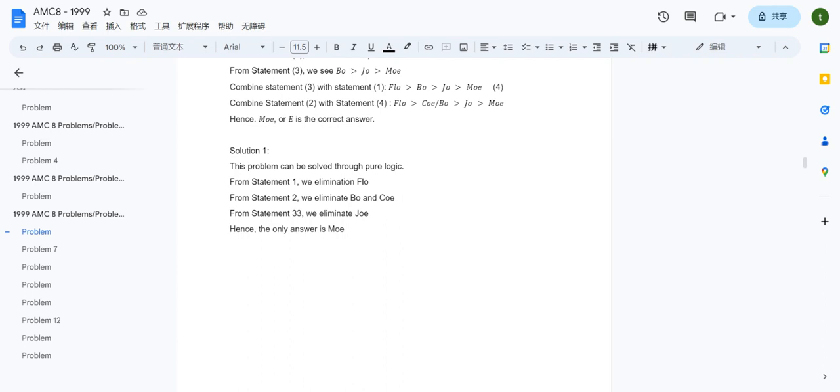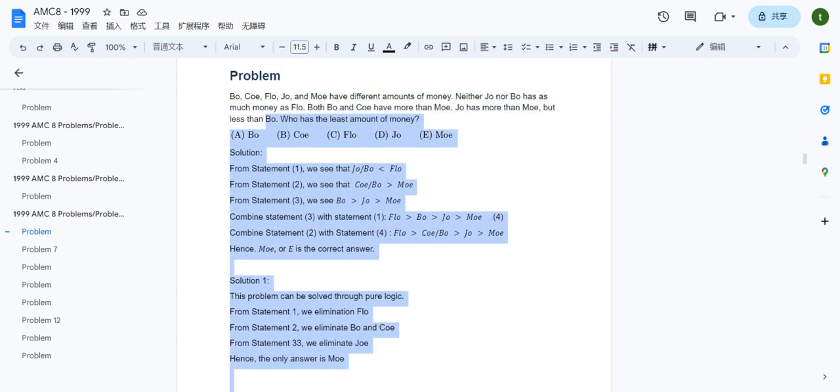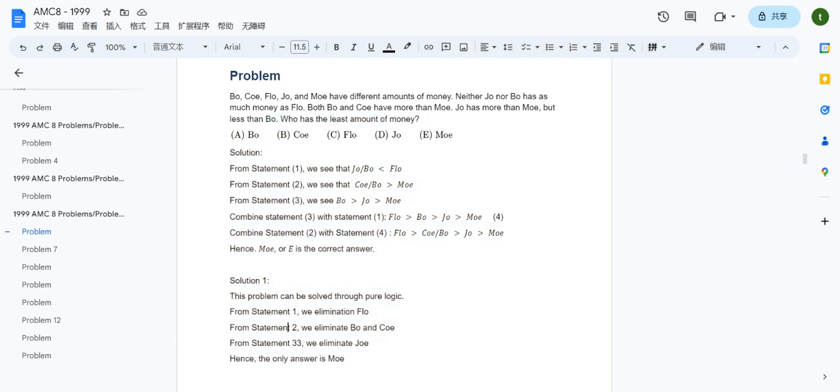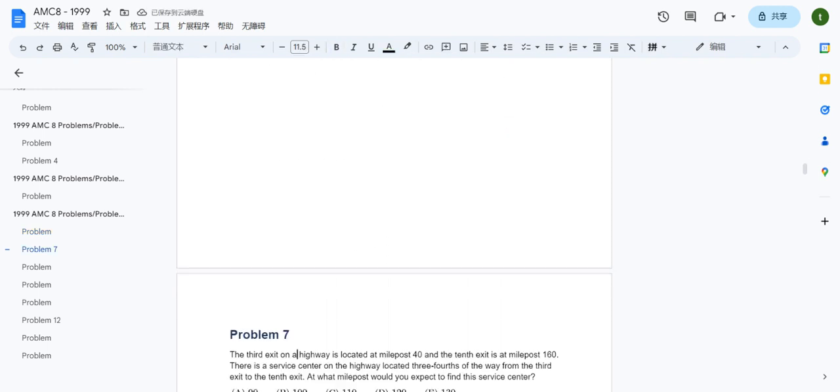From statement 1, since we said neither Joe nor Bo has as much money as Flo, this means that Flo does not have the least amount of money, which we have eliminated Flo. From statement 2, both Bo and Cole have more than Mo. This means that Bo and Cole do not have the least amount of money as they have money that is bigger than someone. So in this case, we eliminate Bo and Cole. Using the same idea, in statement 3, we'll eliminate Joe. Hence, the only answer is going to be Mo, E, which is going to be the choice E.